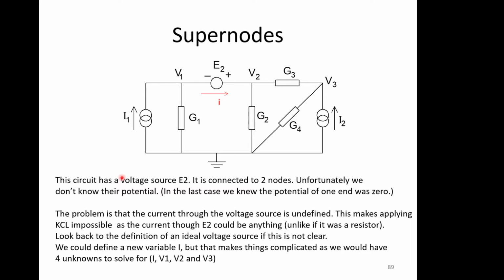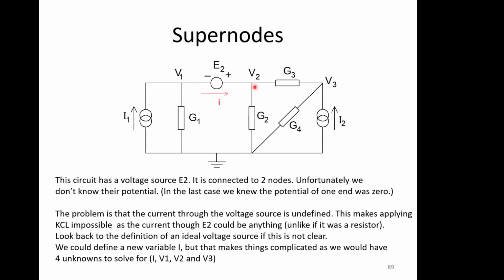Supernodes. So here's a circuit starting to get a little bit more complicated than the ones we've just looked at, but basically we can still see there are meshes and there are nodes, and so we should be able to still apply this analysis. The problem we have here is this circuit has a voltage source E2, which might not immediately look like a problem, but it is. It's connected to two nodes, V1 and V2.